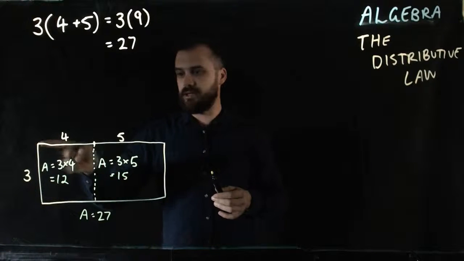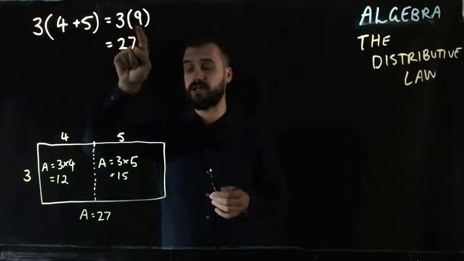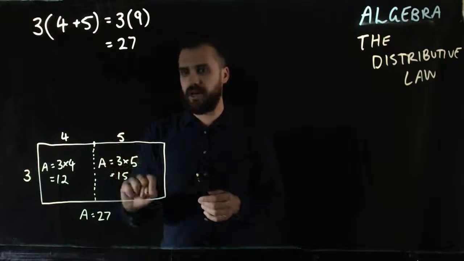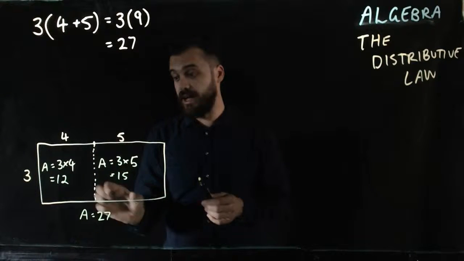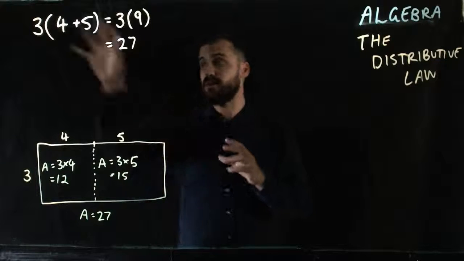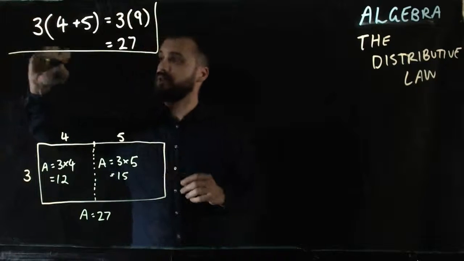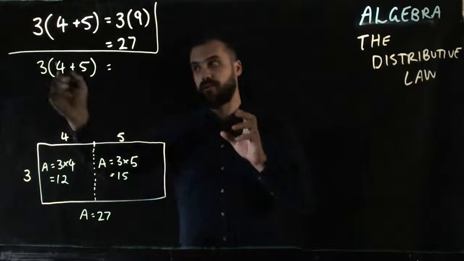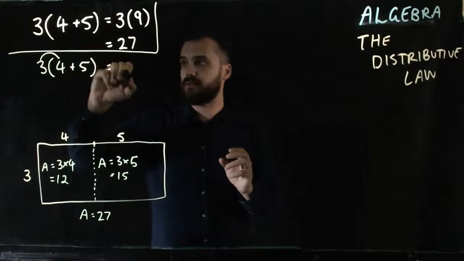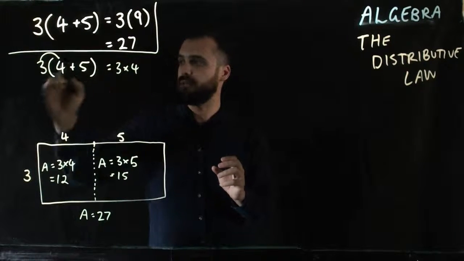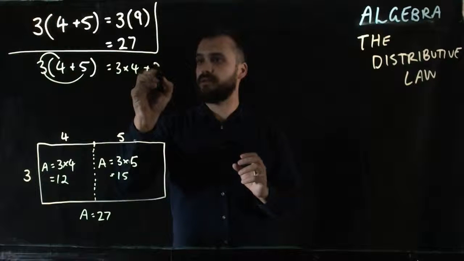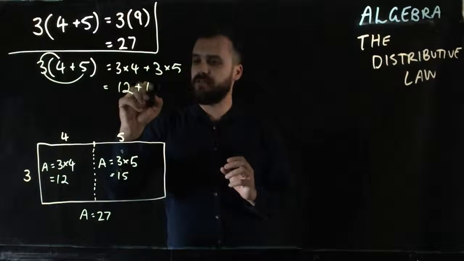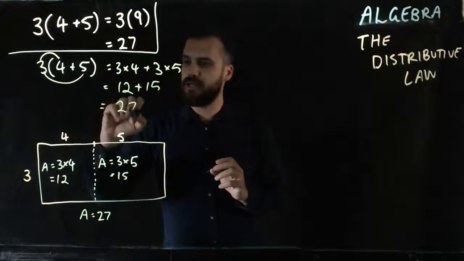One way, 3 times 9, which is what we did here. The second way, 3 times 4, 3 times 5, and then add those two together. So that's how I'm going to do it up here. 3 times 4, plus 3 times 5. Equals 12 plus 15 equals 27.